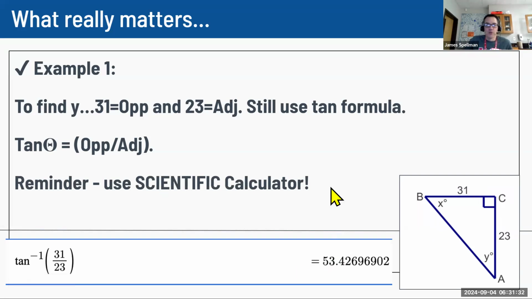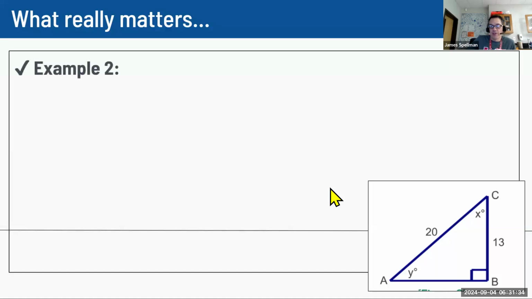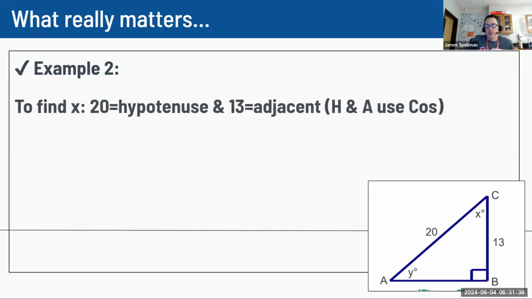So again, we're just building on what we did previously about identifying the sides of what's what. Example 2, very similar, right? But I've got things labeled a little bit differently here. So if we want to find x, I've got two sides labeled. The 20 is the hypotenuse because it's across from the right angle. 13 is adjacent because it's next to x. So we've got a hypotenuse and adjacent.